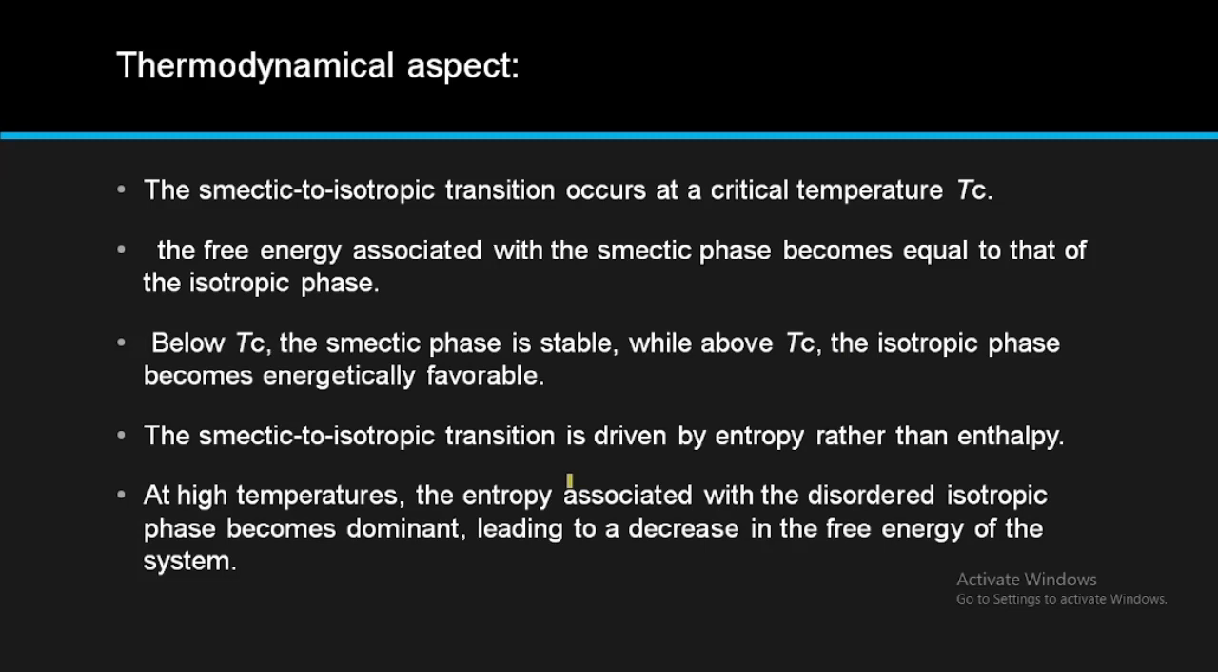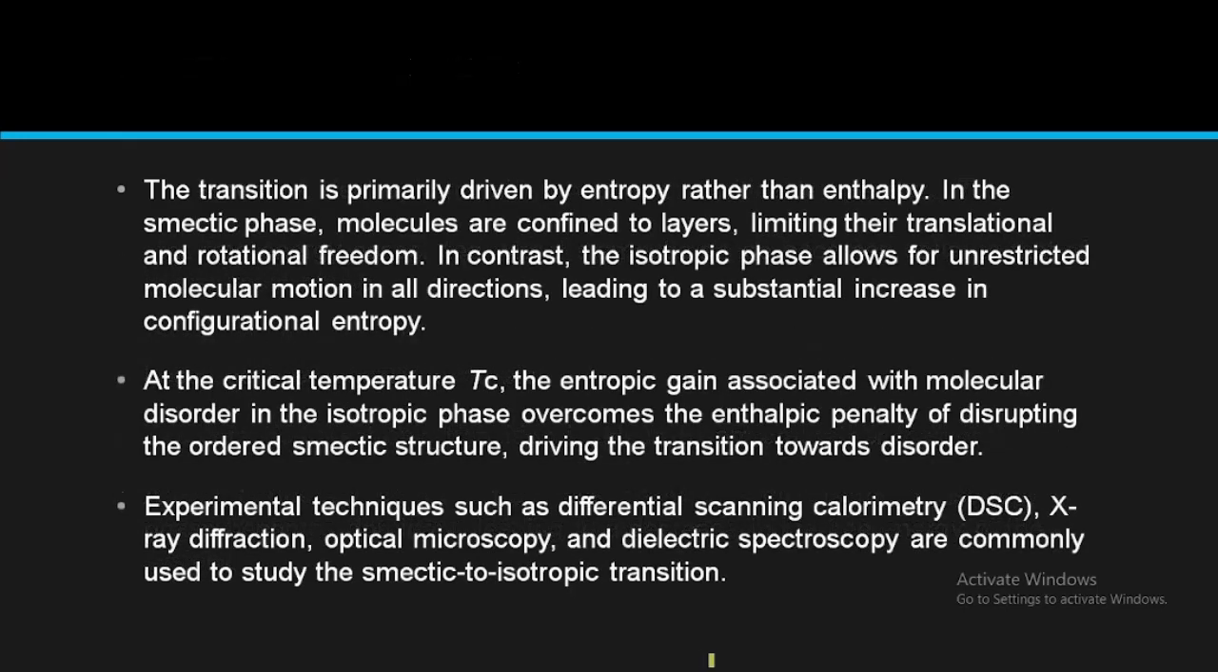Why? Because due to the change in temperature, the order and symmetry it had in relation to the entropy has already been destroyed, gone away from the smectic phases. At high temperature, the entropy associated with the disordered isotropic phase becomes dominant. That is why we say that entropy is more of a driver in the isotropic transition, leading to a decrease in the free energy of the system. And now when we see the smectic phase, the molecules are confined to layers. Correct.